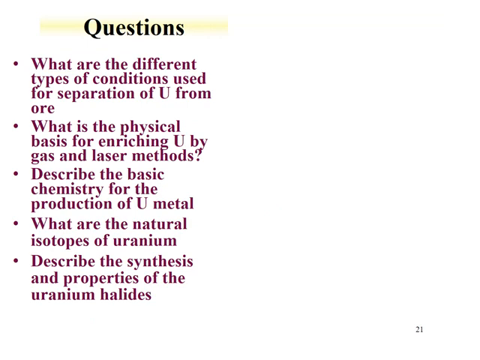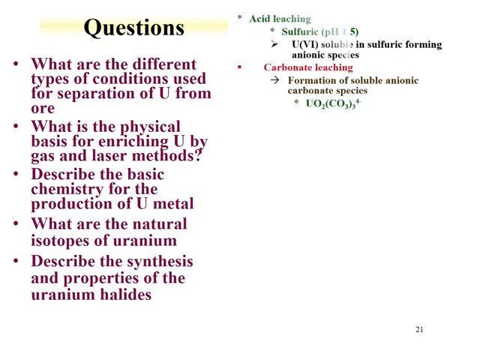Some questions that you should be able to answer based upon the two lectures are listed here. One would be, what are the different types of conditions used for separation of uranium from ore? Well, there are two types of conditions. One would be an acid leaching, for instance, with 1.5 molar sulfuric acid. Uranium-6 is soluble in sulfuric acid, forming anionic species, so uranyl sulfate.